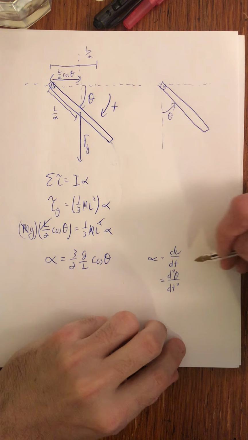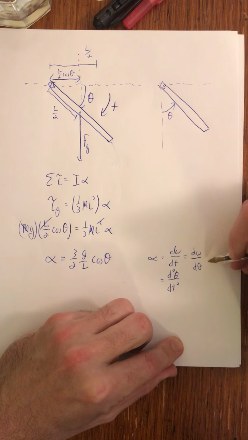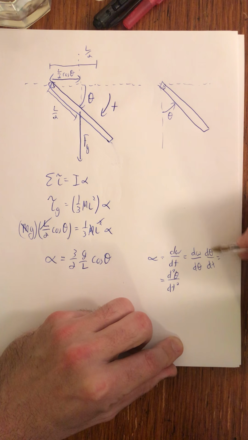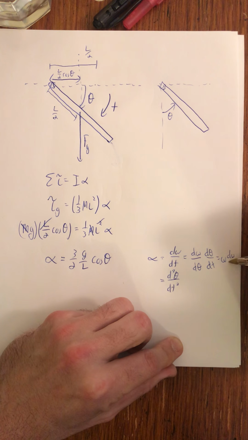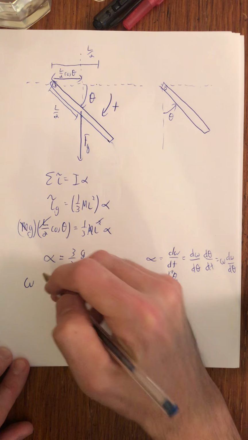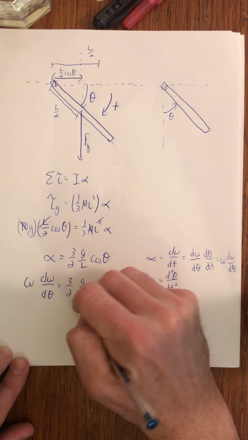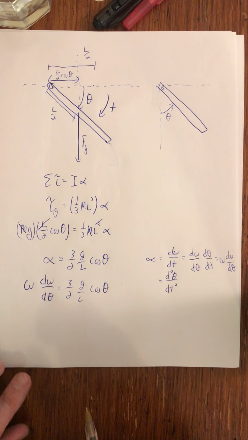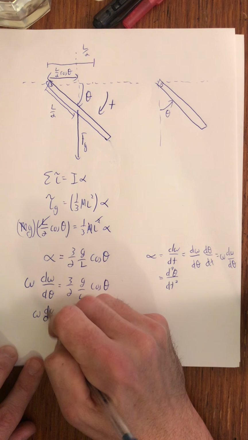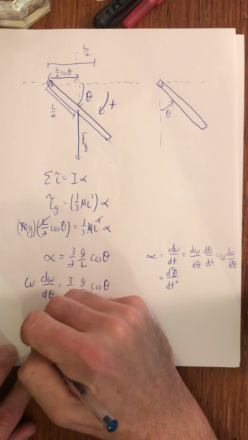Well, if you remembered, by doing chain rule, I can do d omega d theta times d theta dt, and d theta dt is just omega, so I get omega d theta. And there you go, that's the substitution we're using. So omega d theta is equal to 3/2 g over L cosine of theta. There's my substitution. Here's my separation. Omega d omega is equal to 3/2 g over L cosine theta d theta, and then I integrate.